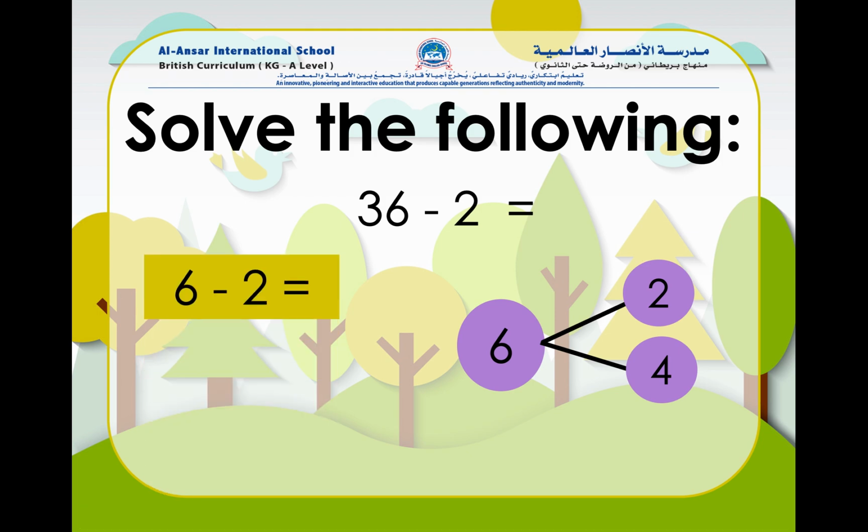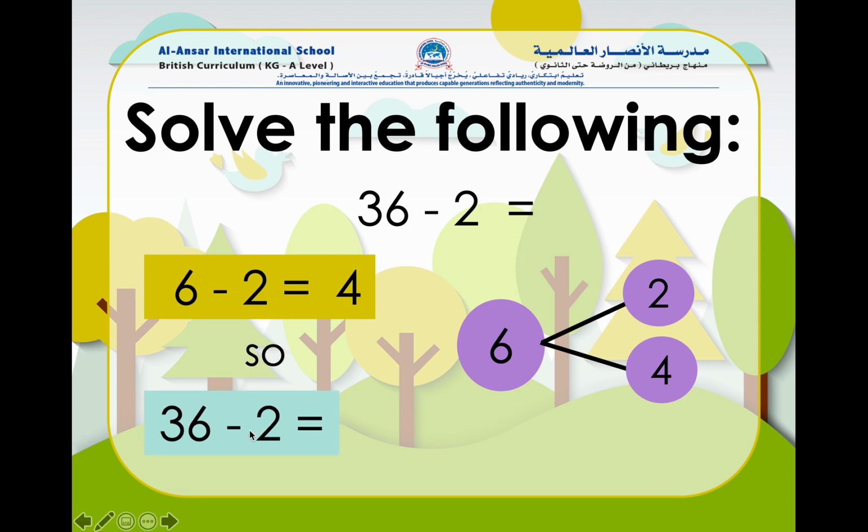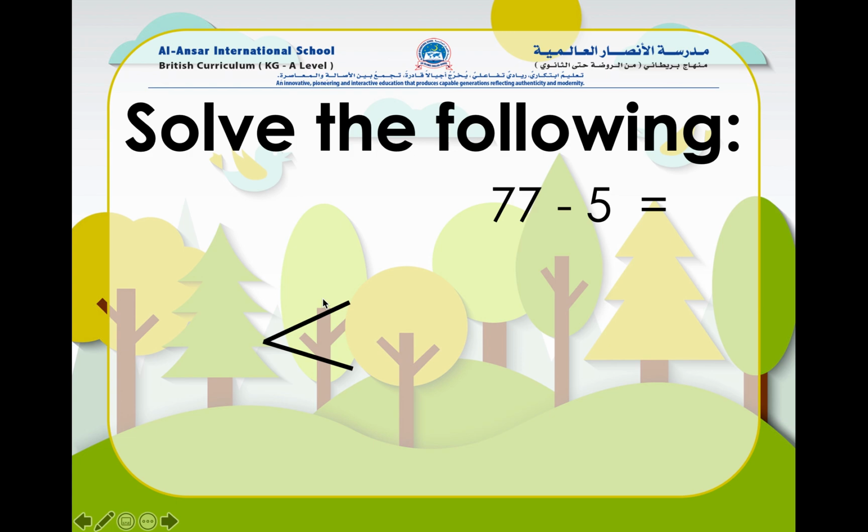And like we did yesterday, we add our tens at the end. So 6 minus 2 equals 4. So 36 minus 2 is equal to 34. We are just adding our tens number at the end to our number that we found. We can try it again.